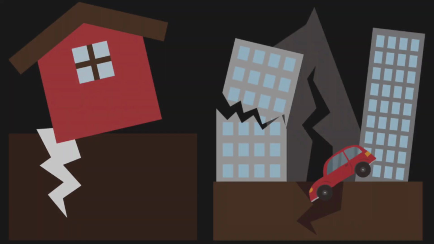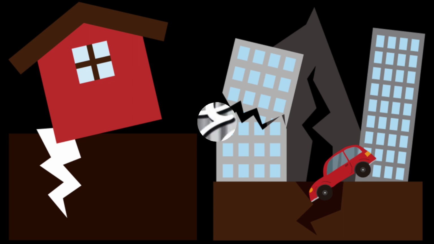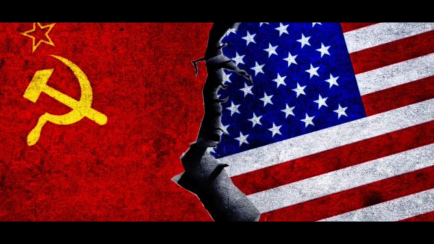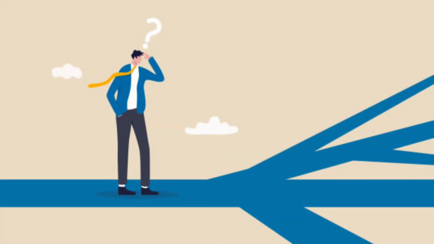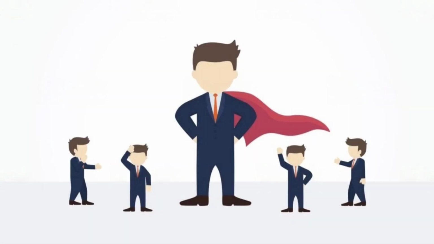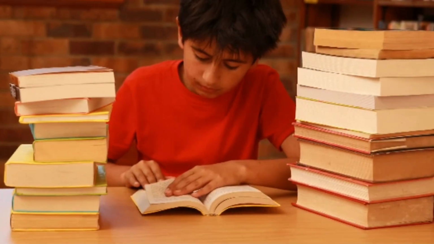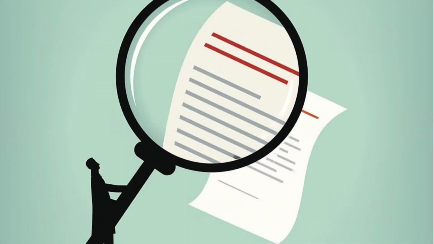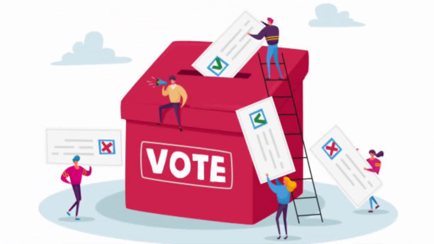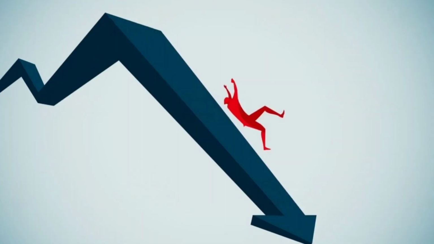Introduction. The collapse of the Soviet Union in 1991 marked the end of an era and the conclusion of the Cold War. This historic event was not a result of a single cause, but rather a complex interplay of various factors that led to the dissolution of one of the world's superpowers. In this documentary, we will delve deep into the factors leading to the collapse of the Soviet Union, exploring the political, economic, defense, and nuclear elements that contributed to its downfall.